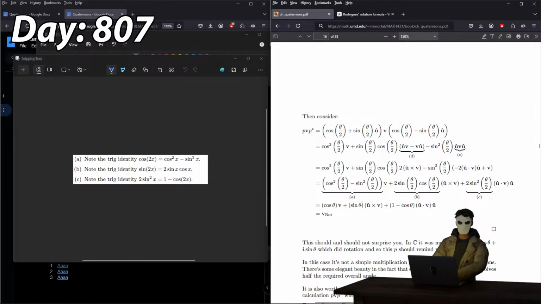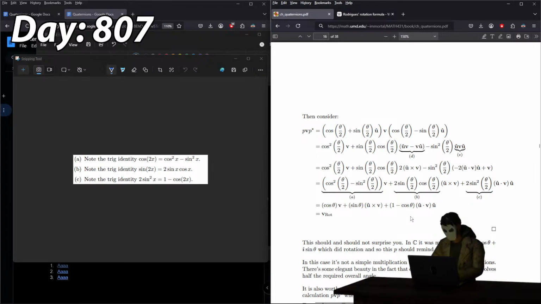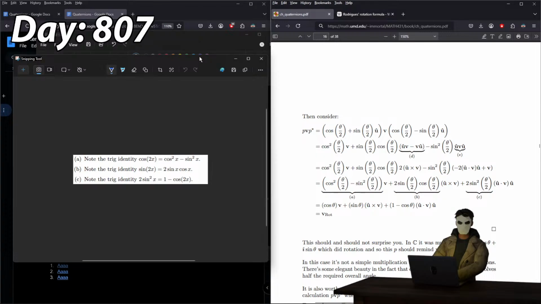Sine of 2x is equal to 2 sine x cosine x, and 2 sine squared of x is equal to 1 minus cosine 2x. Alright. I think I can do it. Okay, I think I have it.